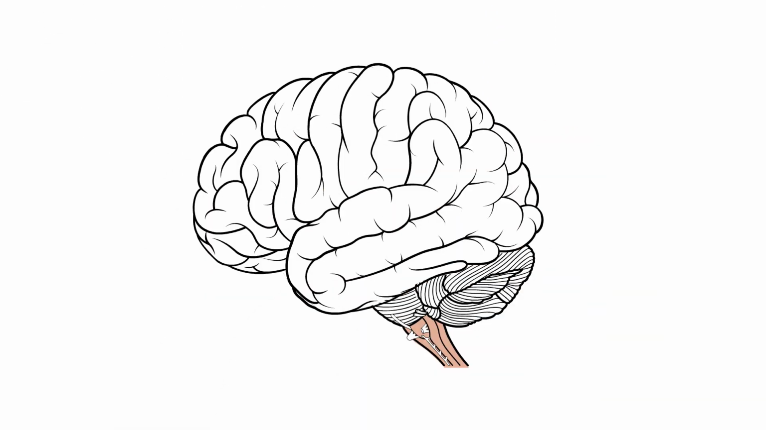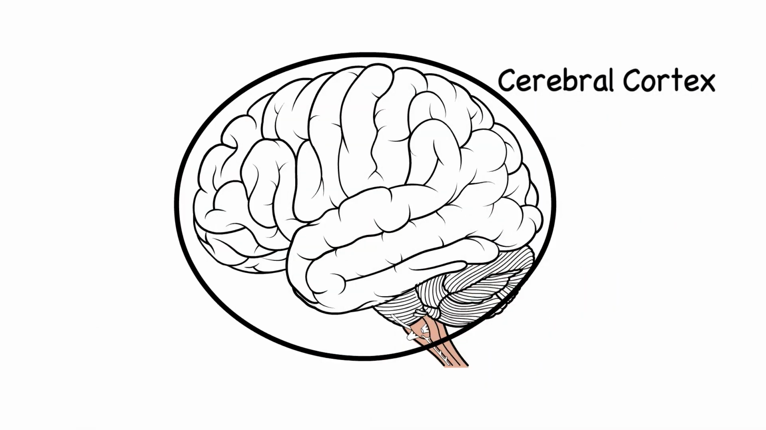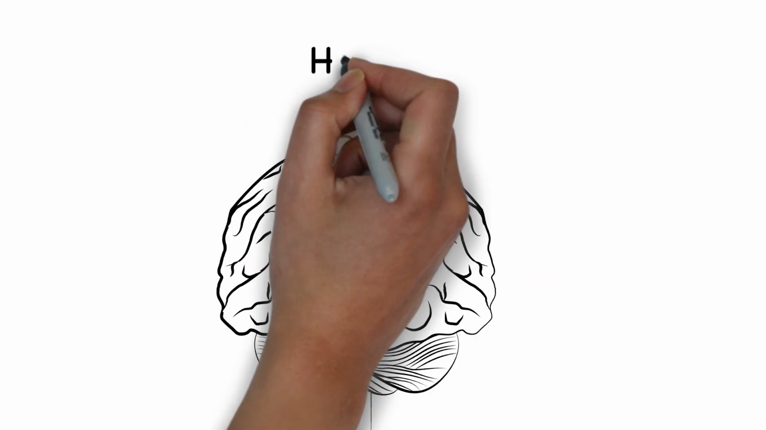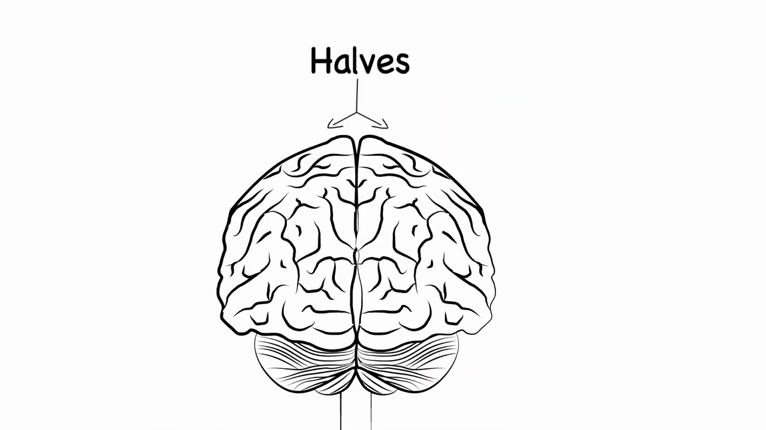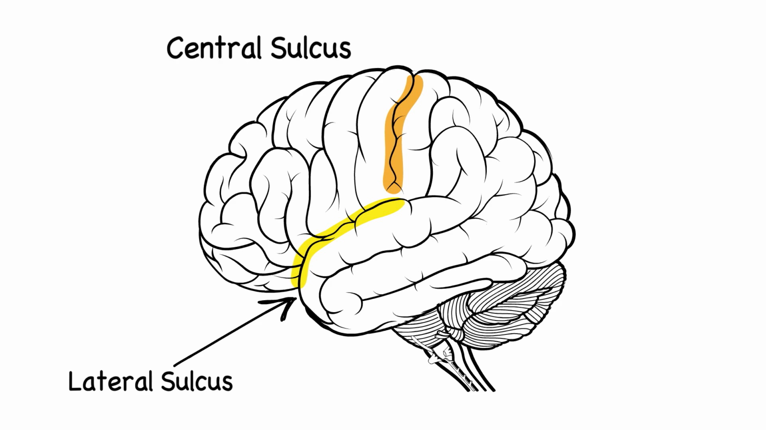Taking first the external structure of the brain, this outer layer is known as the cerebral cortex. As you can see, the brain is divided into two halves and has a folded appearance. The folds are mostly only subtly different between one brain and another, and some of them are pretty consistent. Of note is this deep groove, known as the lateral sulcus, or sulci in plural. Another groove, here, is known as the central sulcus.